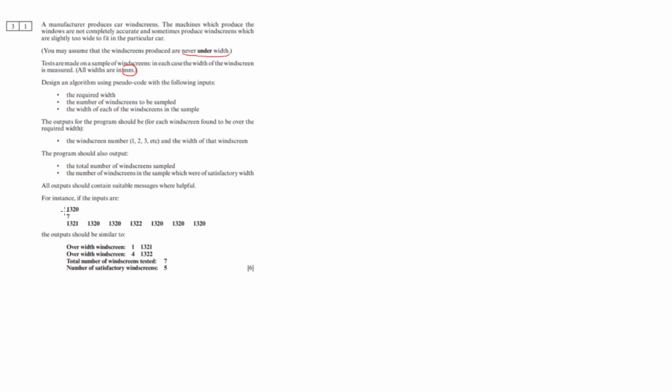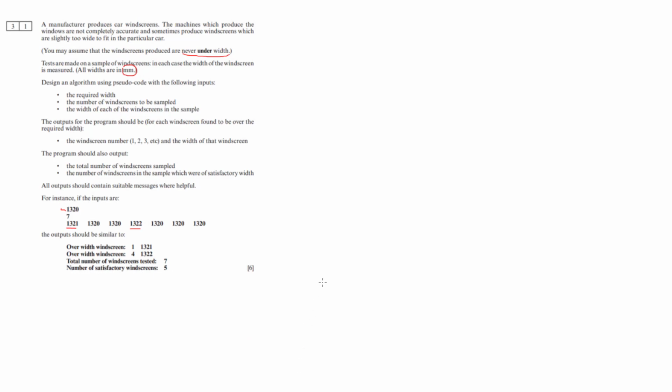For instance, if we put in 1320, which is the required width, we put in 7, which is the number of samples to be done, so the number of windscreens, that should produce the data provided like this down here: 1321, 1320, 1320, 1322, 1320, 1320, 1320. And that means that the first one, 1321, is over width, and the fourth one, 1322, is over width, because we're checking these pieces of data against our required size, which is 1320. We tested 7 screens in total, and 5 of them were satisfactory. And this question is worth 6 marks.